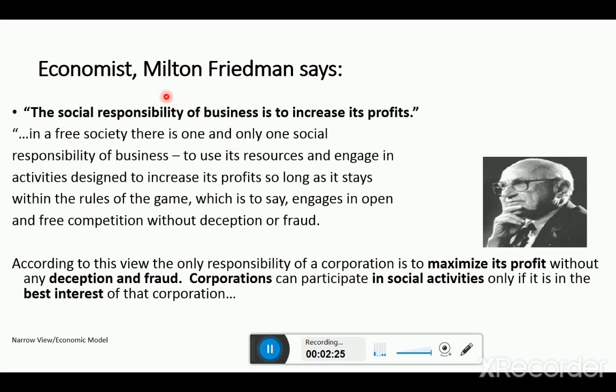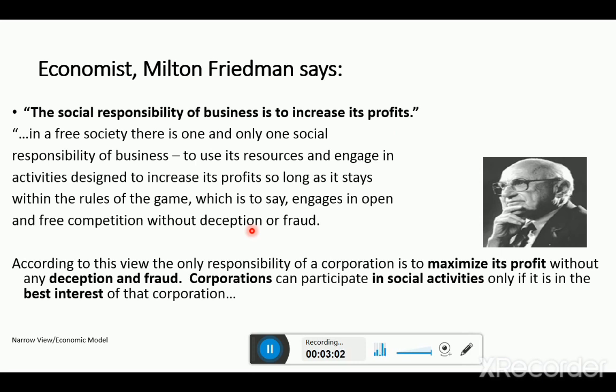What basically does the economic model say? The economic model simply says that the only responsibility of an organization is to increase profit. Simply stated that way, so why are organizations in the market? Because they are there to fulfill the needs of the society. And their major responsibility is that they should fulfill the needs of the society, and that they should earn the profit. They should earn the profit, but without any fraud, without any deception, without any hoodwink.